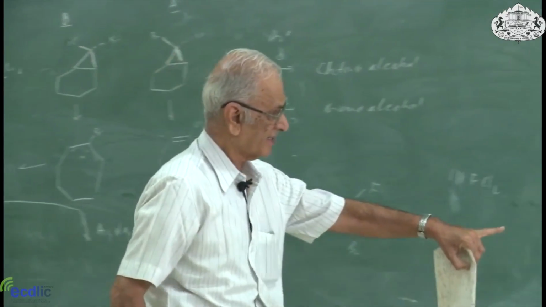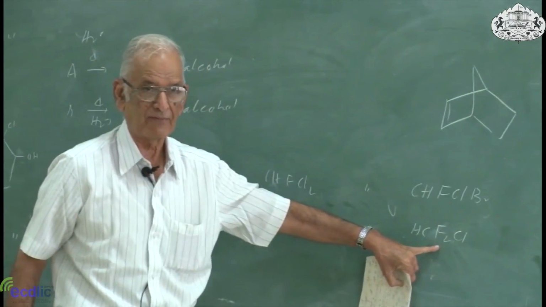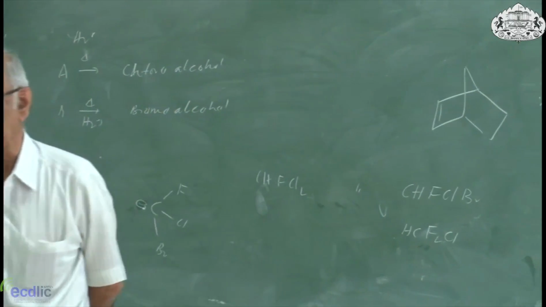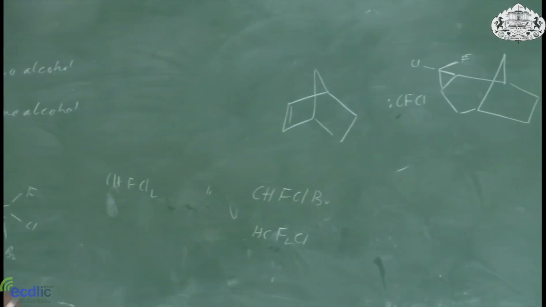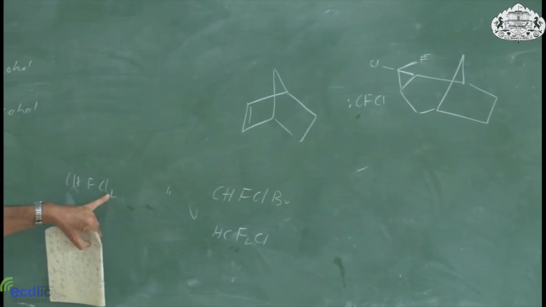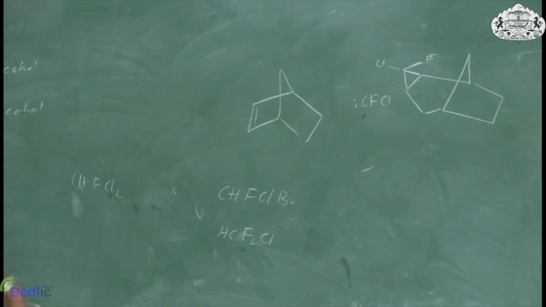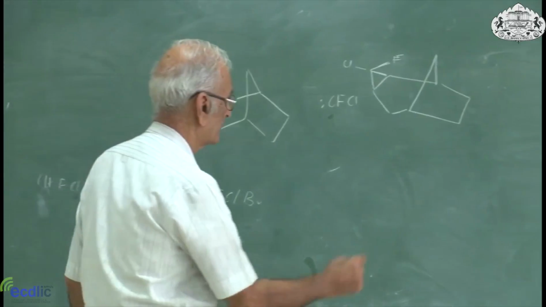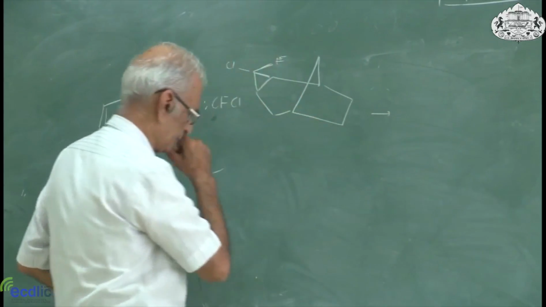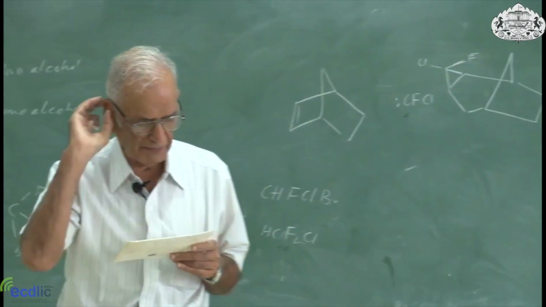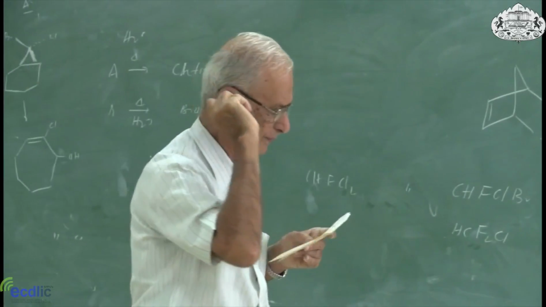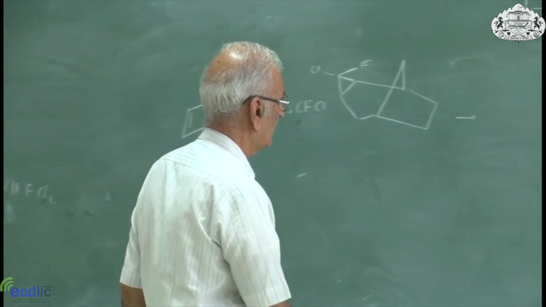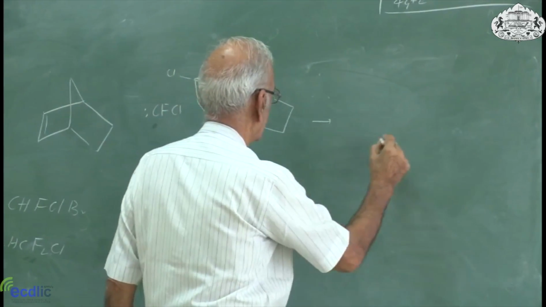If I use this, I will get difluorocarbene, not fluorochlorocarbene. If I use this, I have to break carbon-chlorine bond. Here I have to break carbon-bromine bond. Okay. All right. So, in one case you have fluorine endo, in the other case you have chlorine endo. So, fluorine endo.